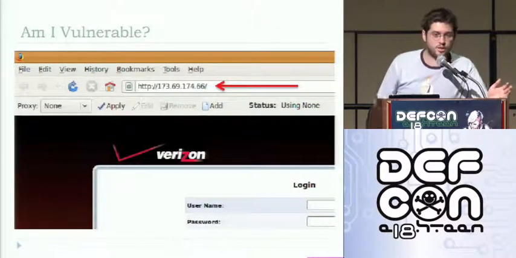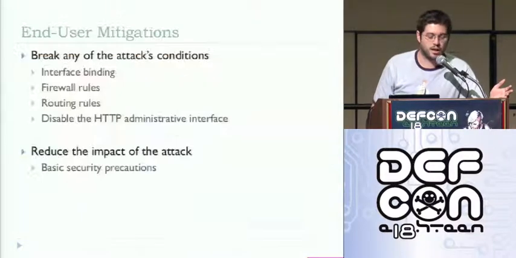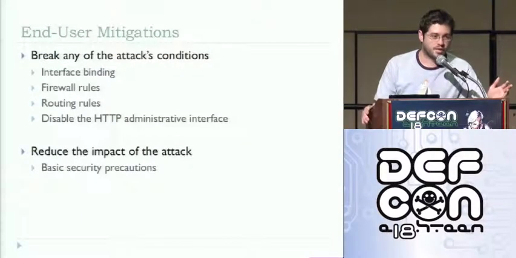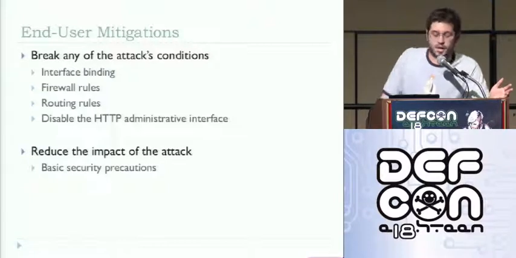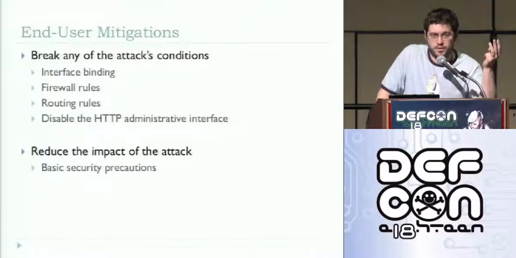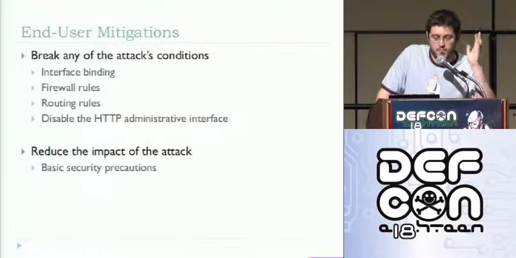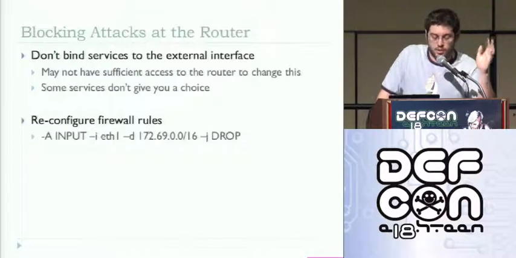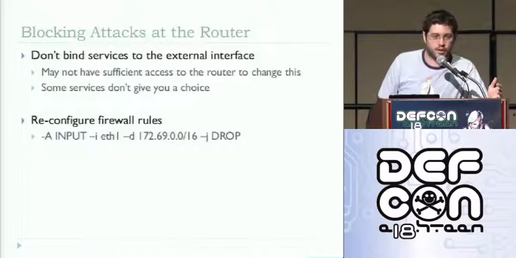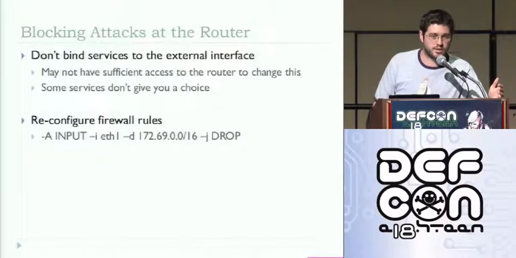So, okay, let's say that you are vulnerable. This works. There are some very simple steps you can take to stop it as an end user. Okay, first of all, we can basically break any of those 3 requirements we have for the router, and if any of those are broken, the attack doesn't work. And we can also reduce the impact of the attack just by basic security measures. So if you have sufficient access to your router, you may be able to change the services so that they only bind to the internal interface.